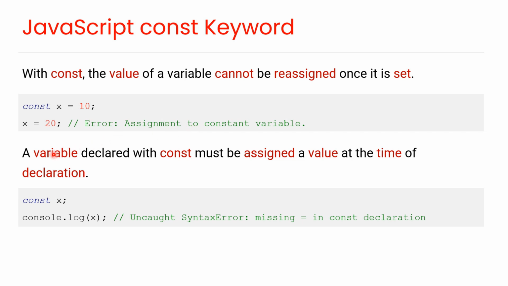A variable declared with const must be assigned a value at the time of declaration. For example, here x is assigned the value 10 immediately. If you try to declare const x without a value like this, it will cause a syntax error.